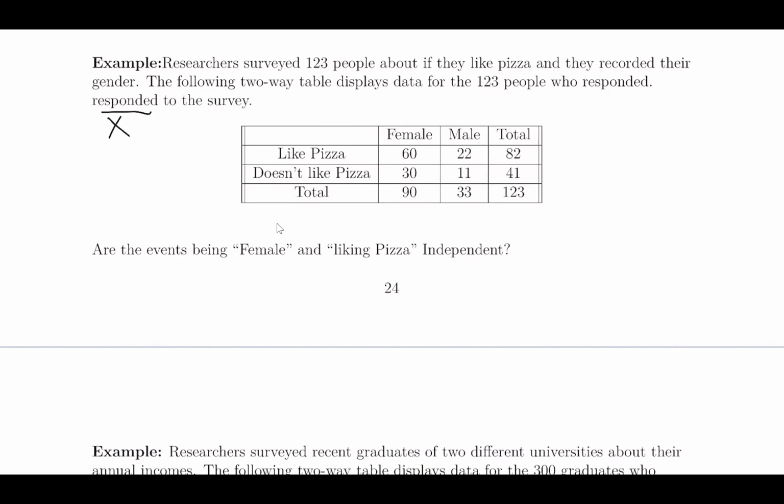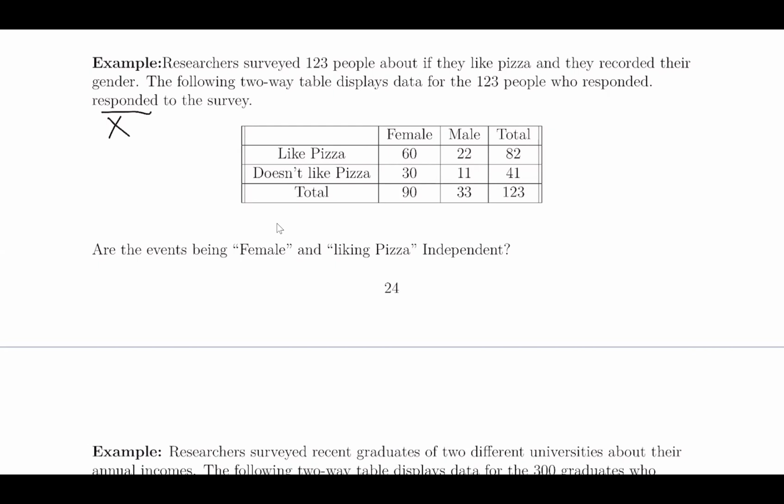All right. So if you look at it, we have male and female, and we have whether they like pizza or don't like pizza. If you look at the very bottom, it says, are the events female and liking pizza independent from each other? What we're trying to find out here is, did your gender influence the chances of you liking pizza? Do you think that one gender likes pizza more than the other gender, or do you think that they're pretty much the same?